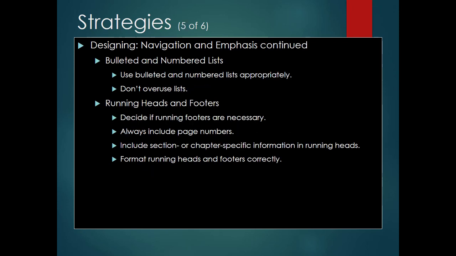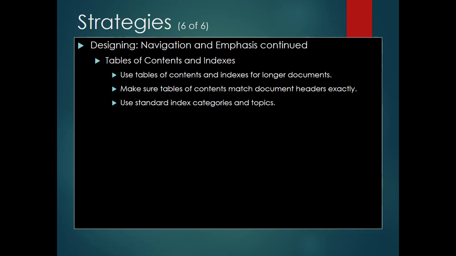Bulleted lists and numbered lists are good ideas. Don't overuse them, but they can be appropriate and a good way to chunk information. And you should have oftentimes running headers or footers. You should always include page numbers, and it's a good idea to break up your documents into sections and chapters. Finally, if you think about table of contents and indexes, lots of documents use them. And if you do something pretty formal, so for example, if you had to do a proposal for a business, you're probably going to have table of contents, indexes, that sort of thing, because it's a formal document.